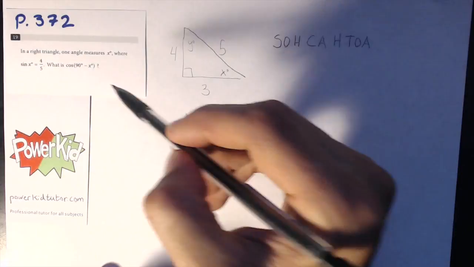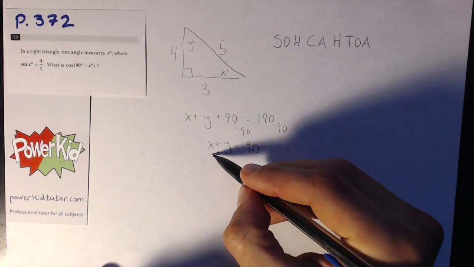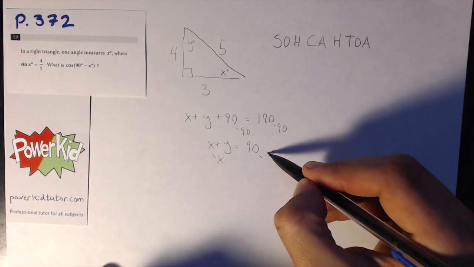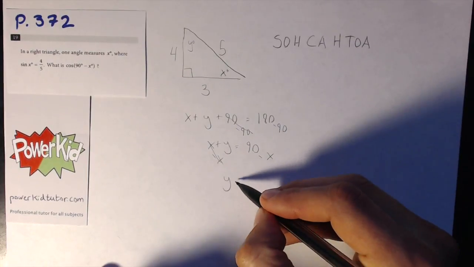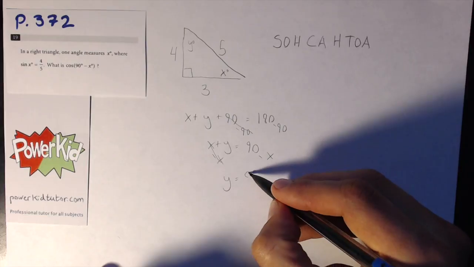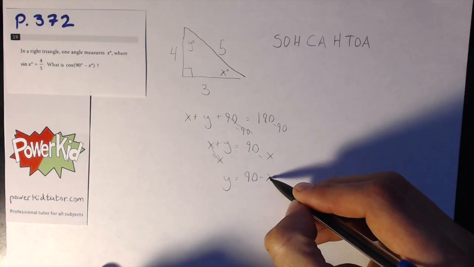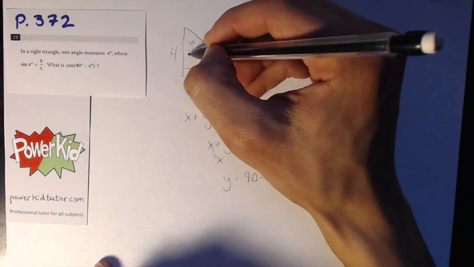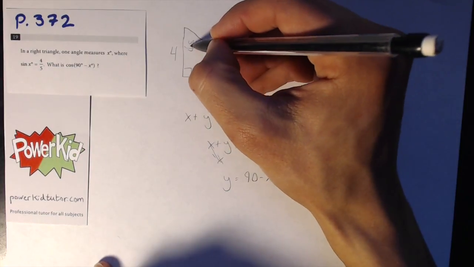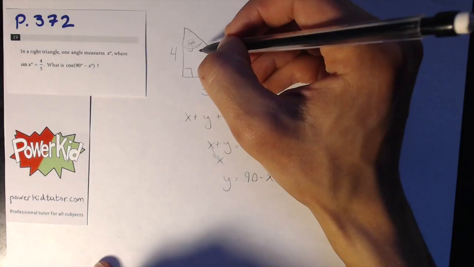So I'm looking for what 90 minus x equals. Well, I'm just going to subtract x from both sides, because that's going to give me a 90 minus x at the end of the day. Y, in that case, equals 90 minus x. Interesting. So this angle right here equals 90 minus x. This is the angle we're dealing with.